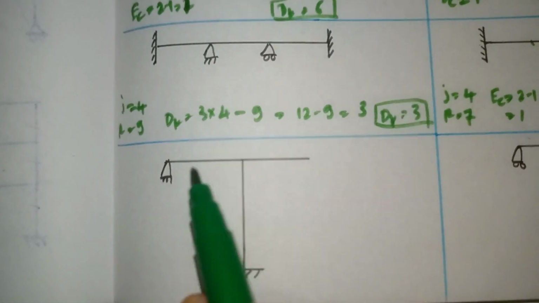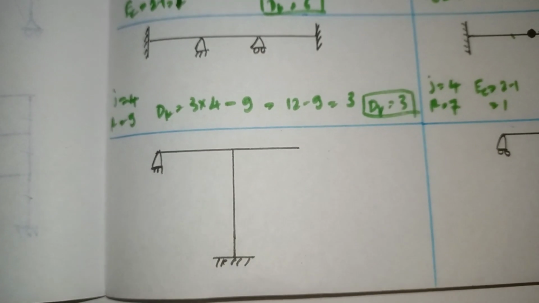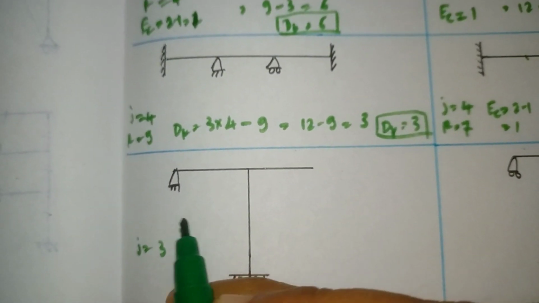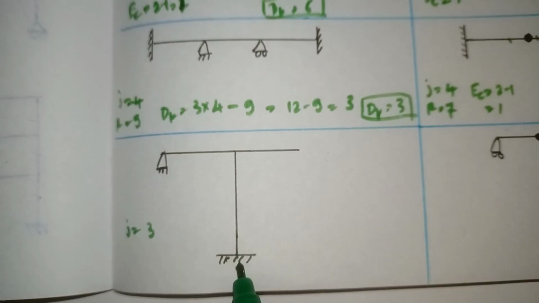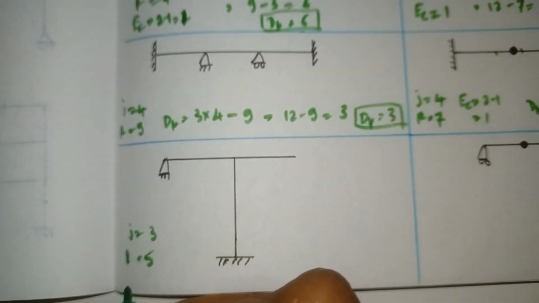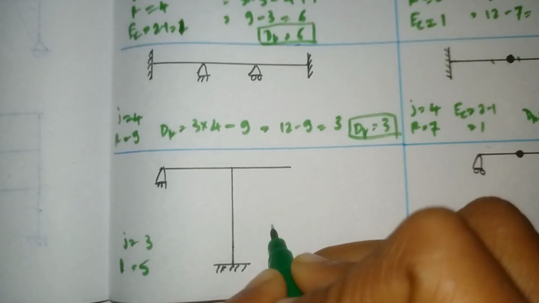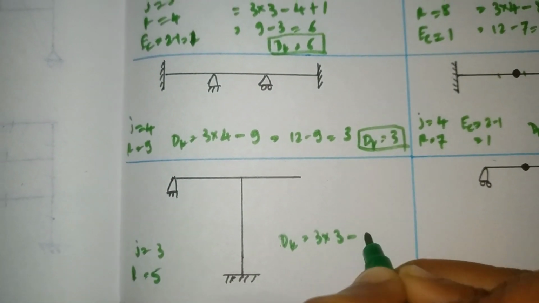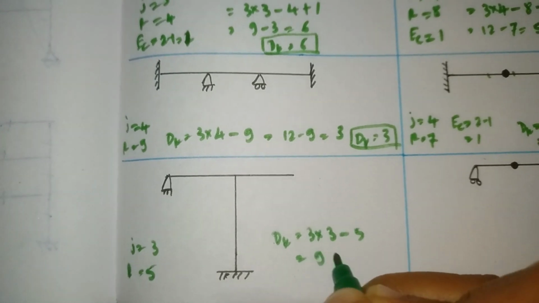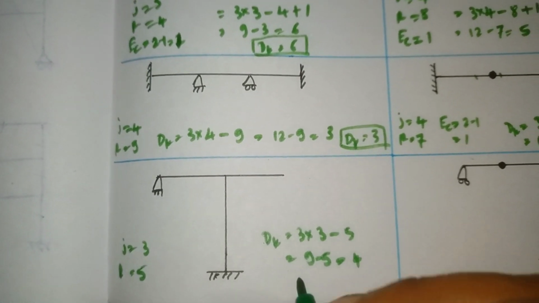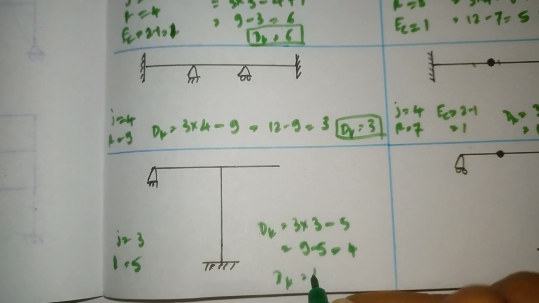Here how many joints? 1, 2, 3. Joints are 3. How many reactions? Here 2, here 3. Unknowns are 5. There is no internal link, so ec value is 0. Now substitute in our formula. DK is equal to 3 into 3 minus 5. 3 into 3 is 9, minus 5 is 4. So our DK is 4.